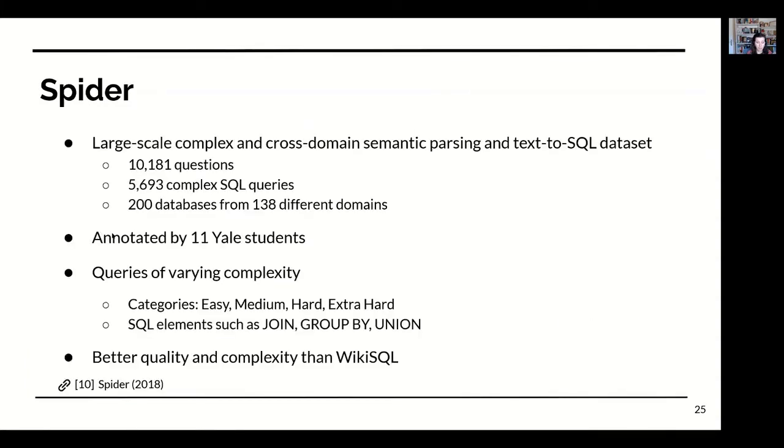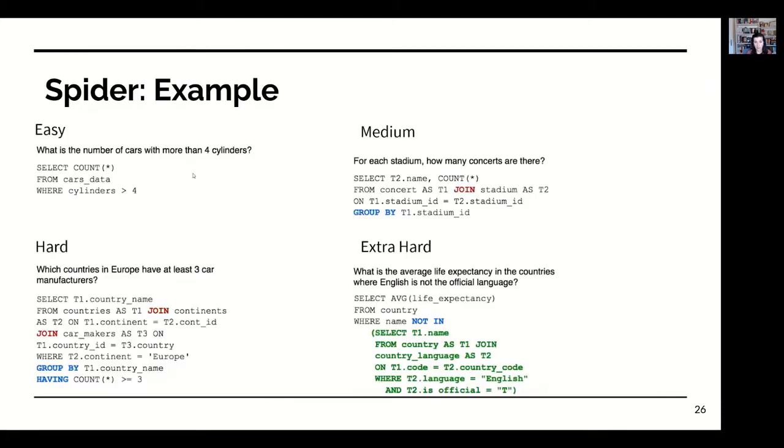Now, Spider solves this problem because it was annotated manually by 11 Yale students. It is a smaller dataset containing only 10,000 questions. It has questions over 200 databases from around 138 different domains. These queries are divided into 4 categories: easy, medium, hard, and extra hard. So the queries here have much better quality and more diverse complexity than the queries we see in WikiSQL. Let's see some examples.